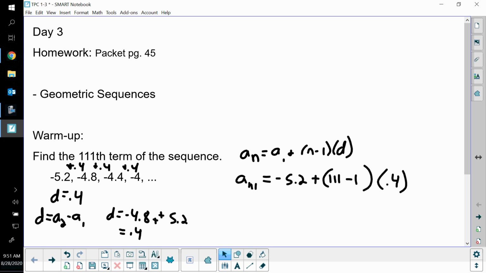So before we punch this in, let's just come up with a predictor. If we're adding 0.4 each time, these numbers are getting larger. So our answer should be something larger than negative 4. If you got something smaller than negative 4, then you know that your answer is off. So when we punch this in the calculator, we end up getting 38.8.